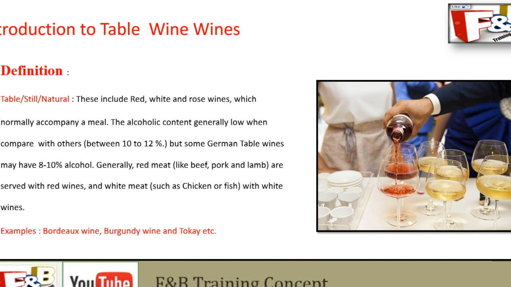So as I've said before, generally red meat will go with red wine. When I say red meat, I refer to beef, pork, and lamb served with red wines. And white meats such as chicken or fish will go with white wines.